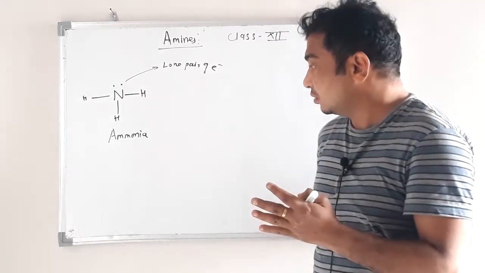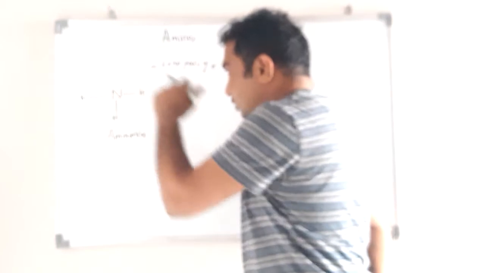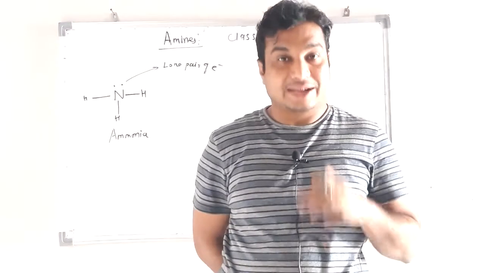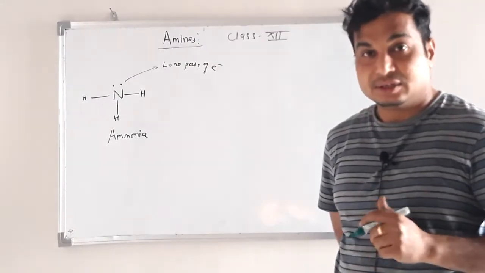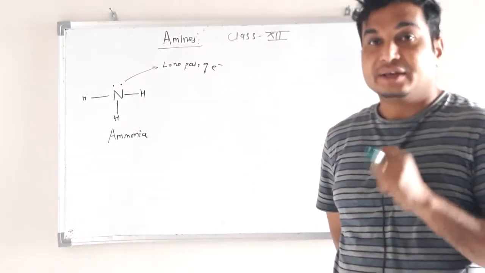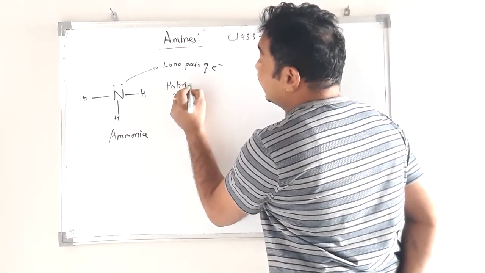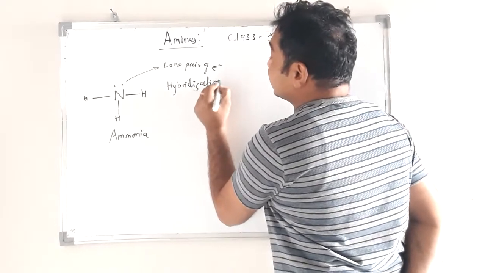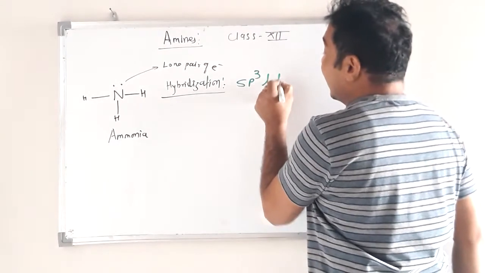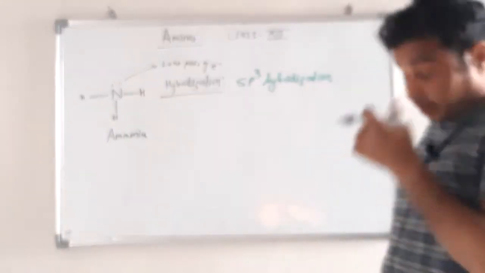Now, how does this ammonia form? Can you explain how this ammonia molecule forms, how the 3 bonds of nitrogen form in ammonia? The formation, structure and bonds present in ammonia are explained on the basis of hybridization. In ammonia, nitrogen undergoes sp3 hybridization. As we know, what is sp3 hybridization?